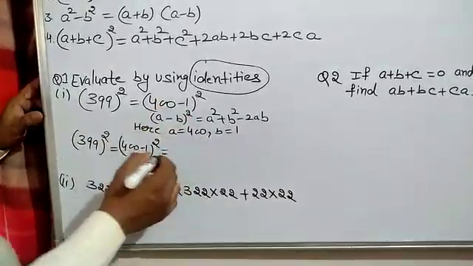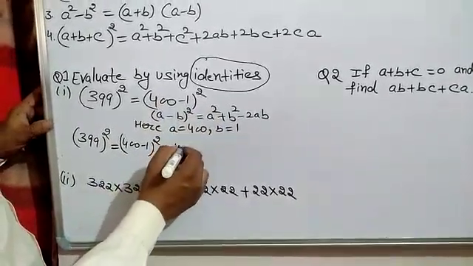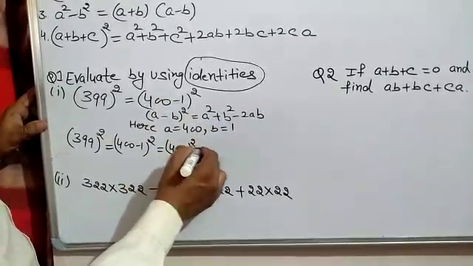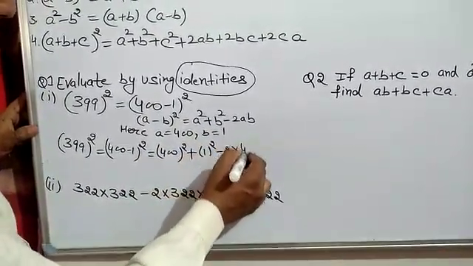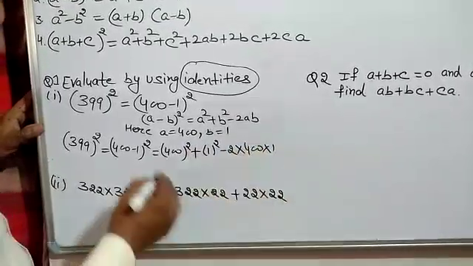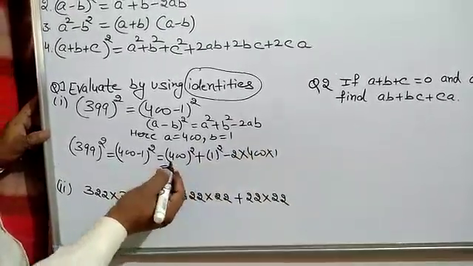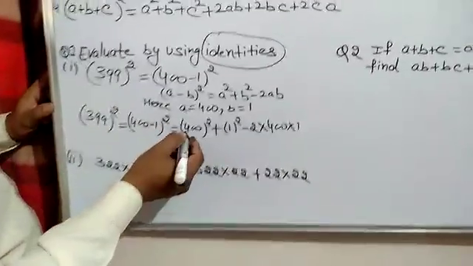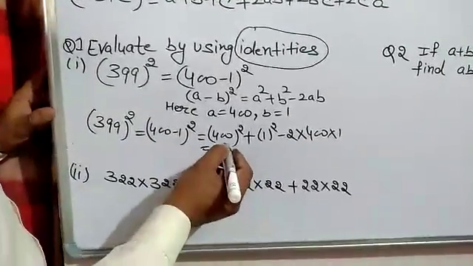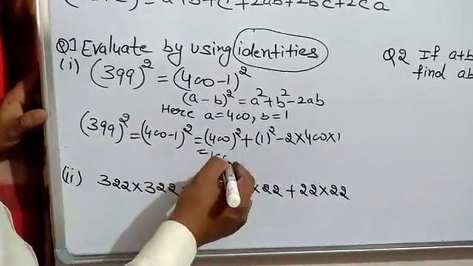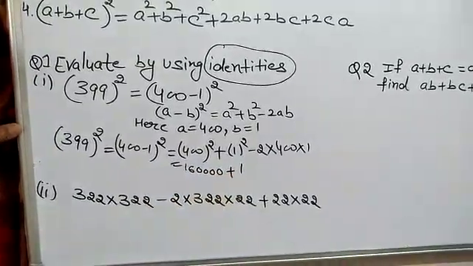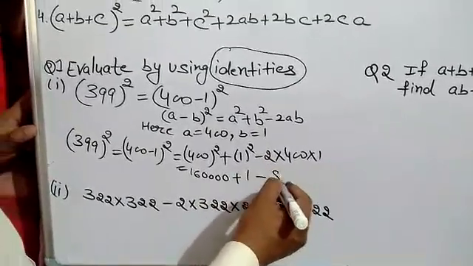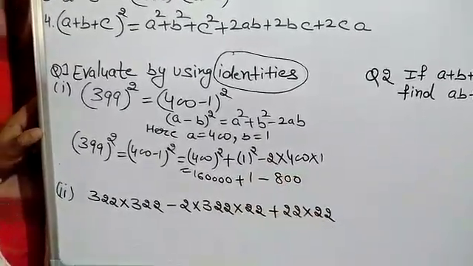So which further equals to what? a square, that is 400 square, plus b square means 1 square, minus 2, a value is 400 and b value is 1. See how we multiply directly. 4 square is 16, and here students 2 zeros, 2 zeros squared is 4 zeros, plus 1 square is 1, then minus 4 2s are 8 with 2 zeros means 800.